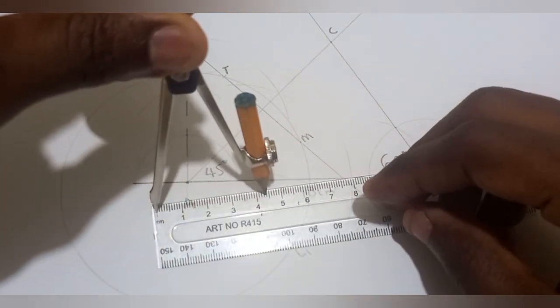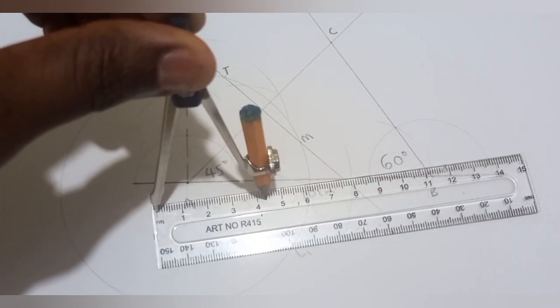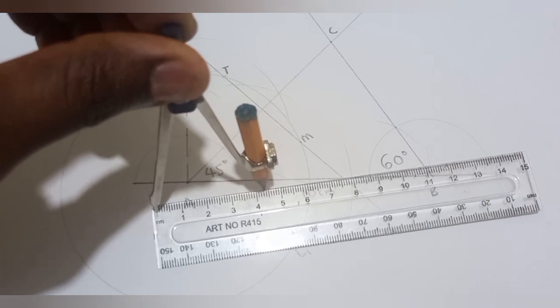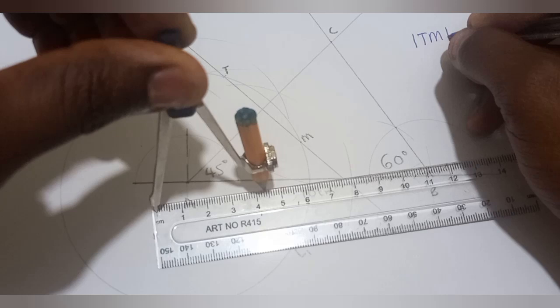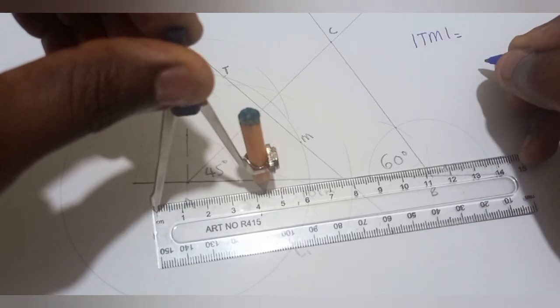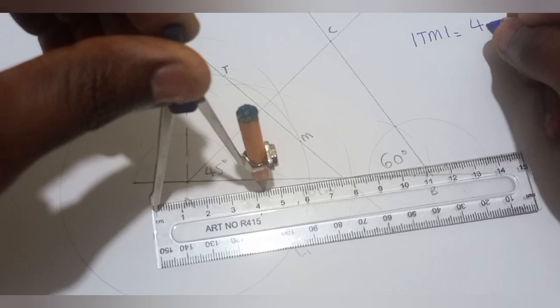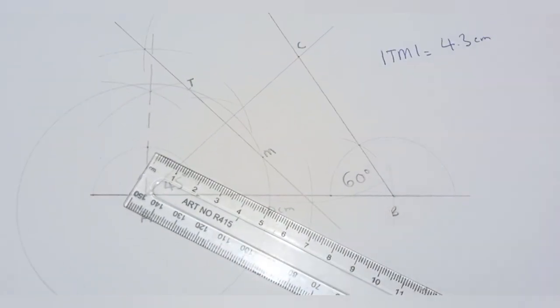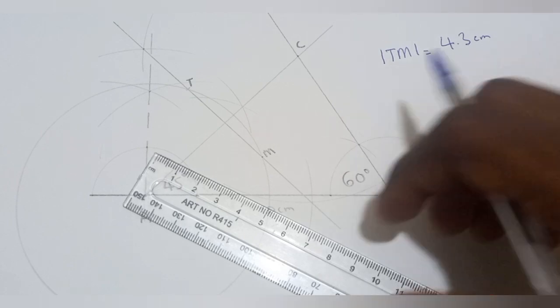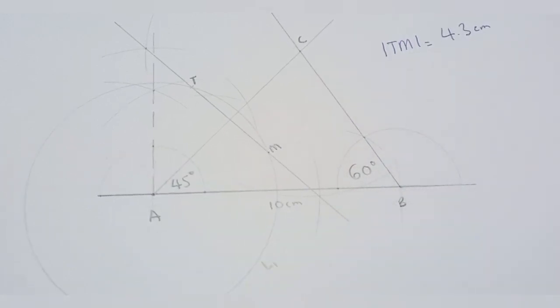What did you get? We have line TM equal to 4.3 centimeters, and with the measurement, if there is a 0.1 to 0.2 difference, you're okay to go. Okay, so then let's solve the last one.